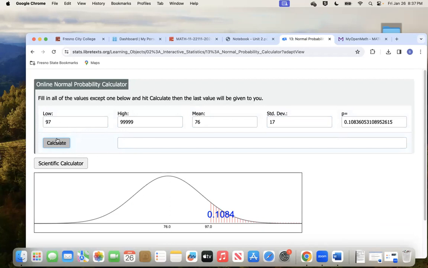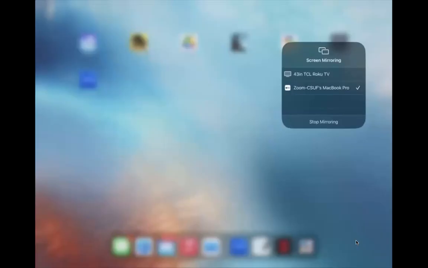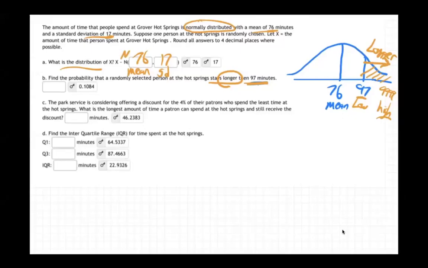Now, for part C, let's go back. There's our answer right here, 0.1084 for part B. Now for part C. The Park Service is considering offering a discount for the 4% of the patrons who spend the least time. They want to get people out of there at the hot springs. A little discount if you're in the bottom 4%. What is the longest amount of time a patron can spend at the hot springs and still receive the discount? In other words, what is the bottom 4%?